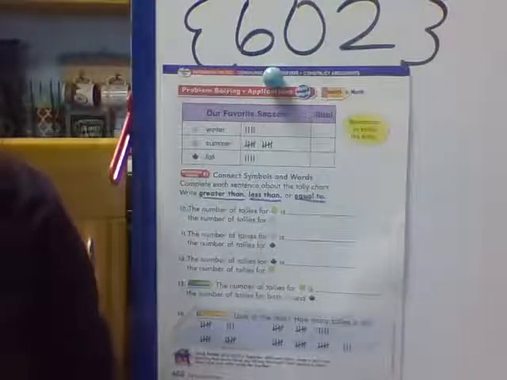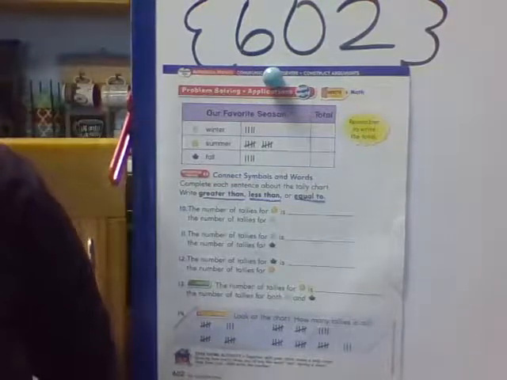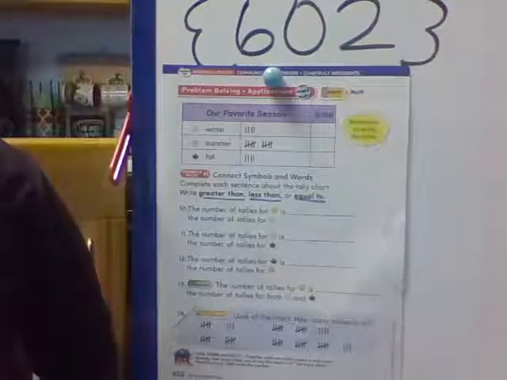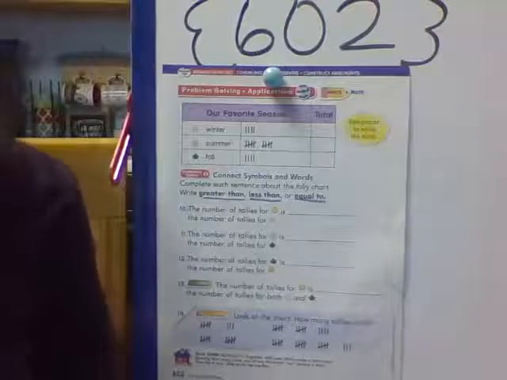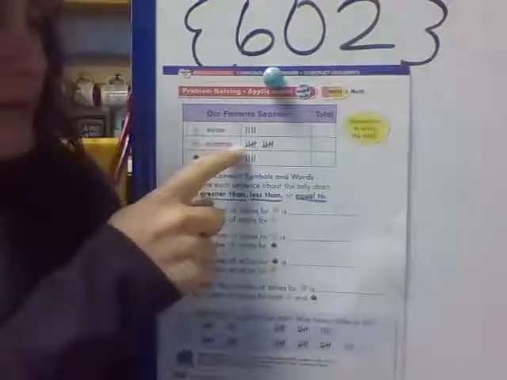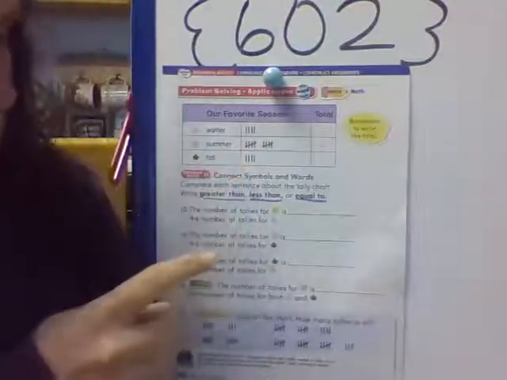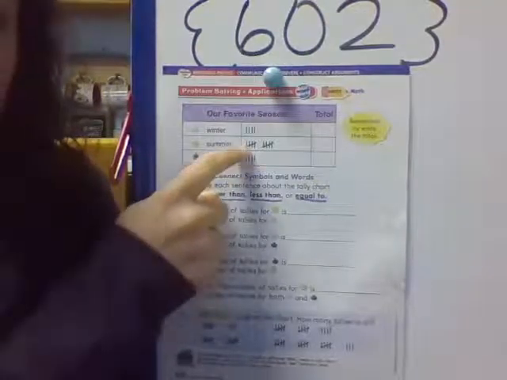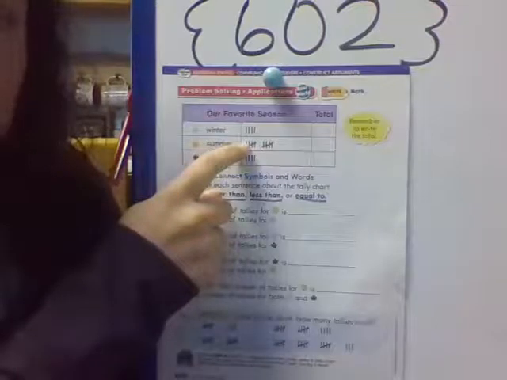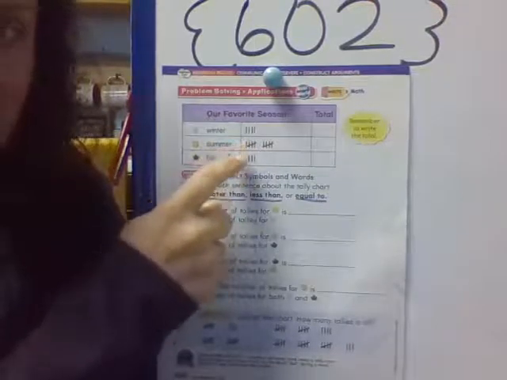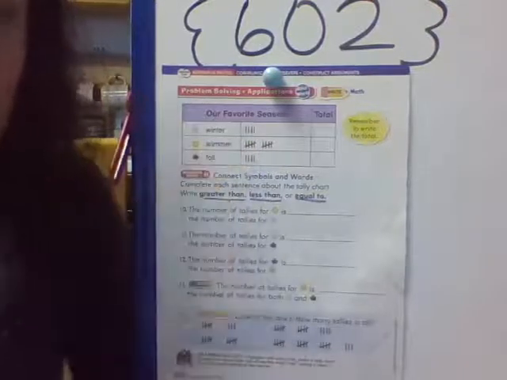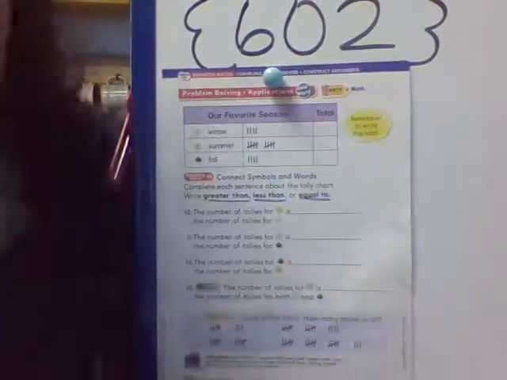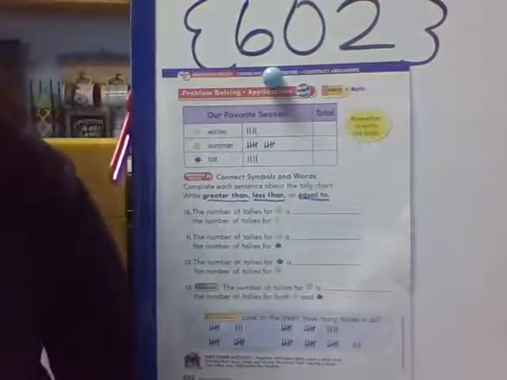Number 12. Again, we're looking at the same thing. The number of tallies for fall is blank the number of tallies for summer. So this time we're going to compare summer and fall. We're going to look at fall first and say, is fall greater than summer? Is fall less than summer, or is fall equal to summer? So on this line, you're going to write less than, greater than, or equal to.